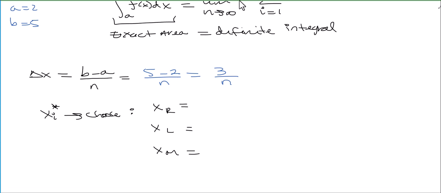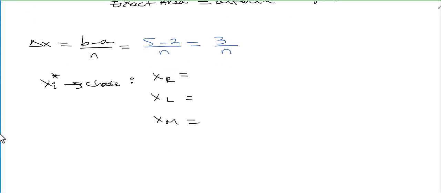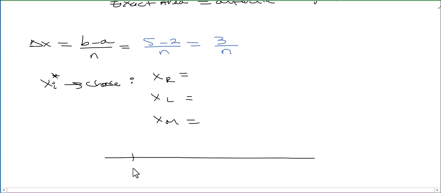Normally what I do is I break up the interval on a number line. So I'll put 2 and then 5. I don't need to graph the function, I just need to know that my delta x is 3 over n. So if I just add my delta x, I'm going to get my next one. So this will be 2 plus 3 over n, and that will be for the first rectangle.